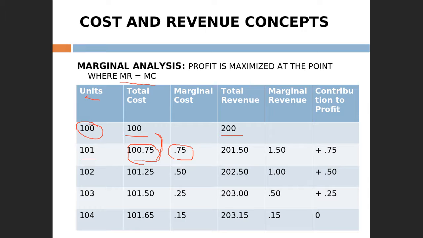Now there's competition in the marketplace. We aren't selling them at $2 a piece now. The last one, just to keep it clean, is $1.50. So total revenue is $201.50. So the revenue at the margin is the difference between these two numbers. It is $1.50. Okay, so my contribution to profit, because it's profit, I'm going to do it in green, is 75 cents on this 101st unit.